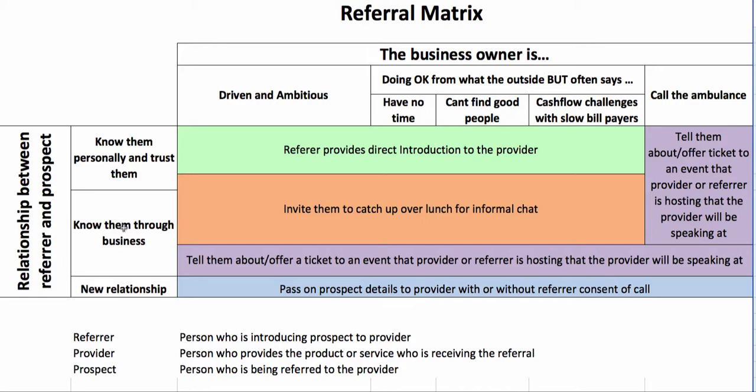The second one is you may know someone through the business that you deal with. Maybe it's a supplier or someone you're dealing with on and off, but not necessarily someone you know personally, okay? So in that context, same level of scales, whatever the business owner is, the option here is to invite them to catch up over lunch for an informal chat. Let's say it's with one of your suppliers. By all means, take them out to lunch as a bit of an acknowledgement of them being a good referrer for you, but also invite along the person that you think there may be some benefit in working with them. All right, so that's the second level.